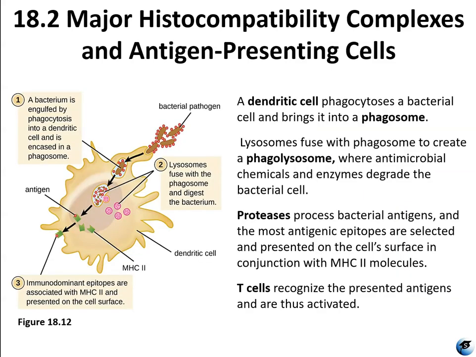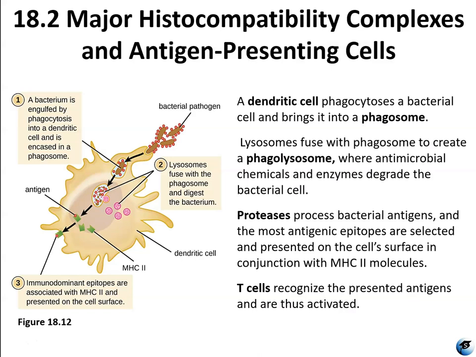A dendritic cell phagocytoses a bacterial cell, brings it into the phagosome. Lysosomes fuse with the phagosome to create the phagolysosome, where antimicrobial chemicals and enzymes degrade. So we saw this in lesson 1. The lysosome fuses with the phagosome, which makes the phagolysosome, and then within the phagolysosome is where all of these enzymes and stuff degrade the bacterial cell, and then it is going to be excreted by the cell.